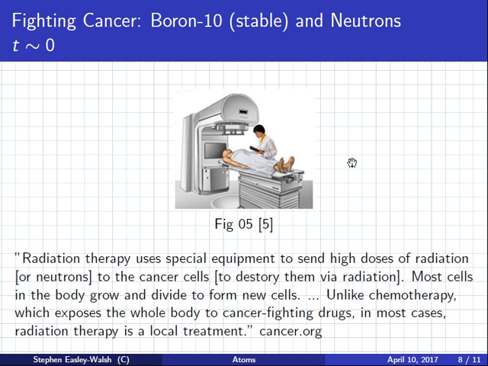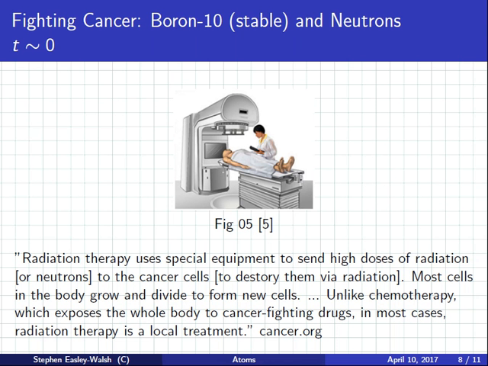So radiation therapy is the general name for this, and it uses special equipment to send a high dose of radiation, or neutrons in the new case, to cancer cells to destroy them. Most cells in the body grow and divide to form new cells, and cancer cells are the same. They grow, so you'd want to kill them.